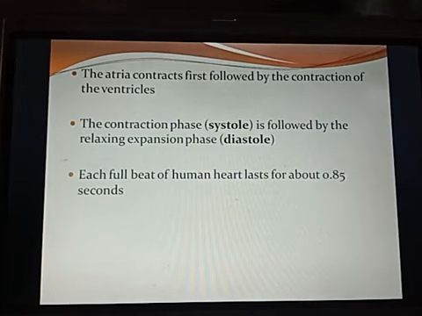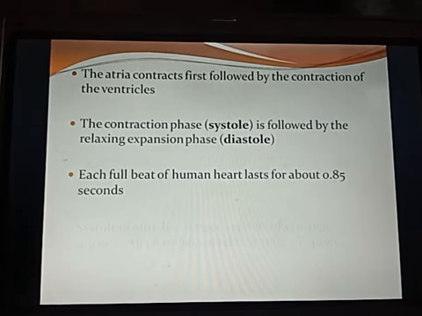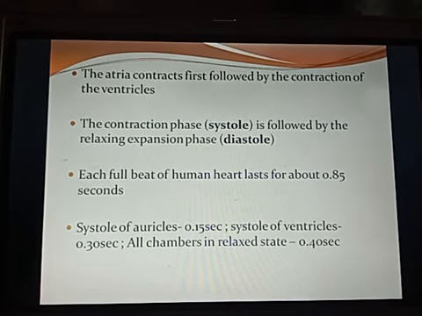Each full beat of the human heart lasts for about 0.85 seconds. Out of this, the systole of the auricles, the contraction phase of the auricles, will last for about 0.15 seconds. The systole of the ventricles, the contraction phase of the ventricles, will last for 0.30 seconds, and then all four chambers will relax for some time, that is 0.40 seconds.